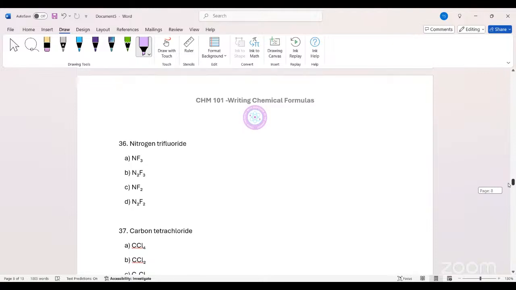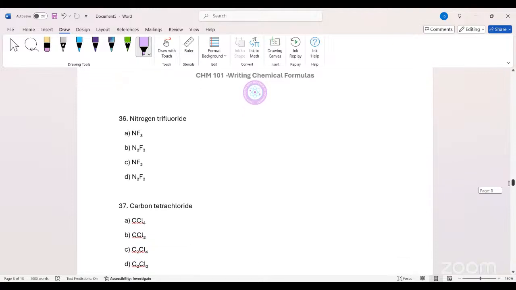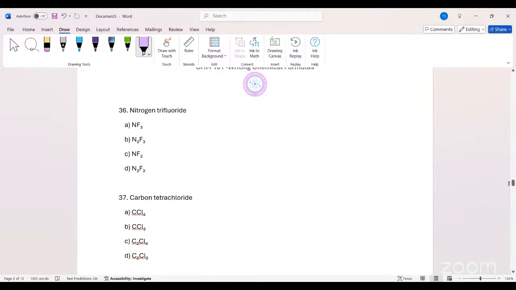Okay, we're going to close out on 36 and 37. You've got nitrogen trifluoride. I want y'all to see if you all can tell me what the answer is for 36. And then carbon tetrafluoride.